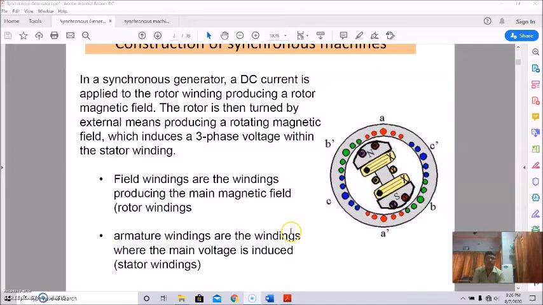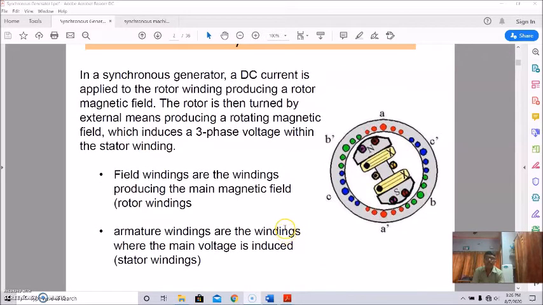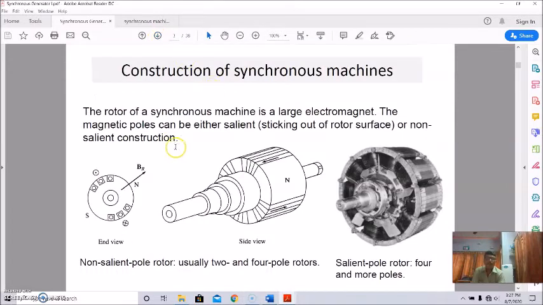Now, we have also discussed the stator construction and the rotors. So this is the cylindrical rotor, and this is the salient pole rotor. This is the end view, and this is the side view of the cylindrical pole.